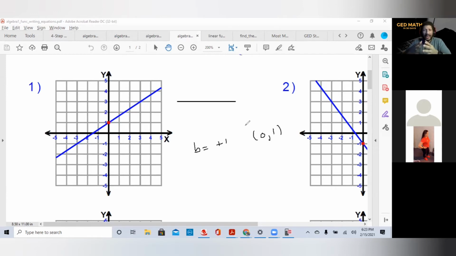Now, how can we find the slope from this line? They only gave us 1 point. How can I find the slope? Does anybody know? Rise over run. Okay, rise over run, but we need 2 points first. We only have 1 point. How can we find the second point? Up, you go up, and over 2, over 3.